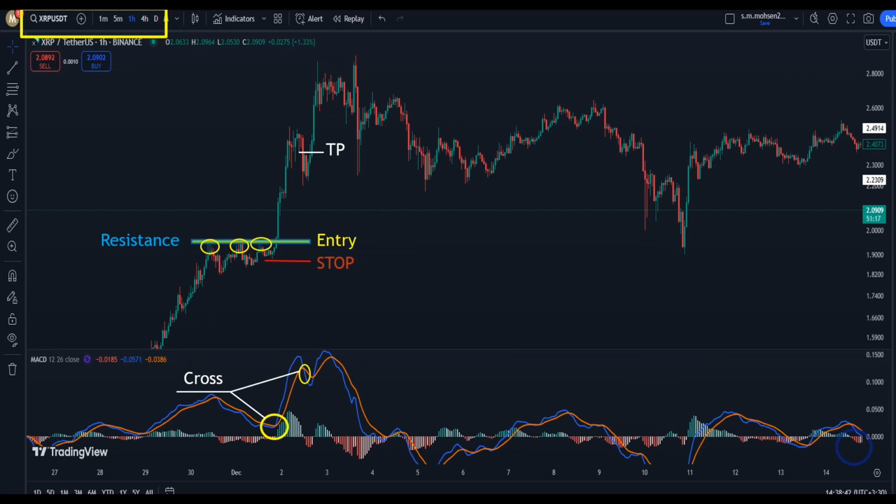Remember to always design your trading strategy in a way that MACD signals align with other indicators to confirm the trend.